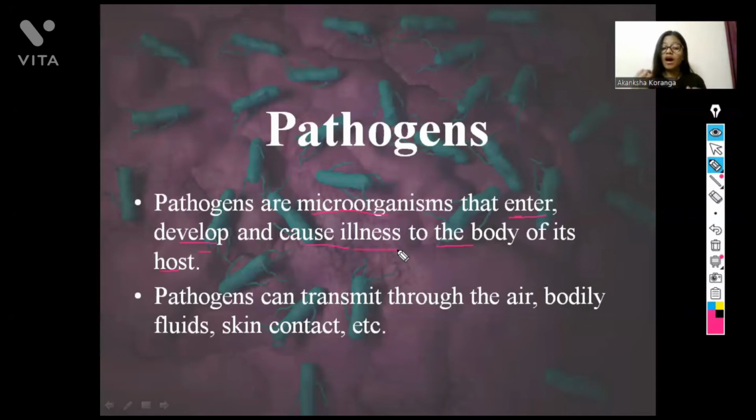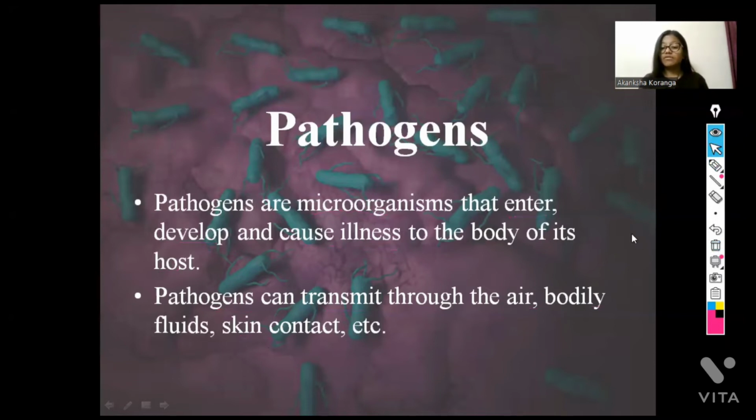Now we will see how these pathogens transmit. They can transmit through air, through bodily fluids, and through skin contact. Bodily fluids, in the case of humans, are like blood or urine. So pathogens can transmit from an infected person to a healthy person through blood and urine, and also through skin contact, like when we shake hands with an infected person or are near them. By this skin contact, we can attract these pathogens to our cells.